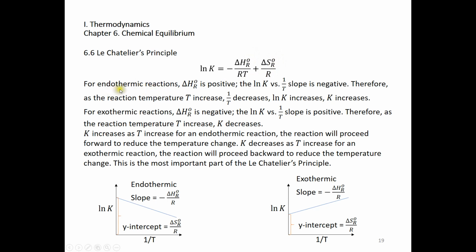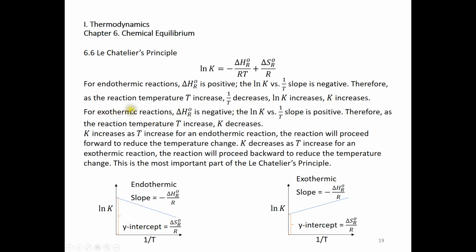If we have an endothermic reaction, this standard enthalpy of reaction is positive. And therefore this slope should be negative. Why? The slope is negative times a positive number over R, that's negative. Therefore, as the reaction temperature T increases, 1 over T decreases, and if 1 over T decreases, ln K increases, K increases. So in this situation, for endothermic reactions, when temperature increases, the equilibrium constant increases.